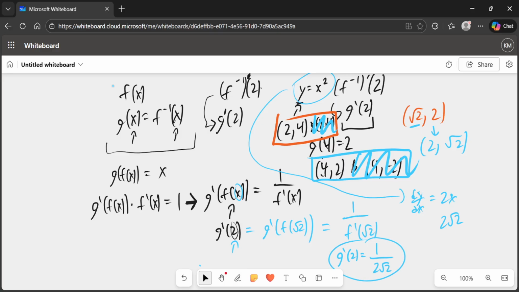And g prime of 2 also equals the derivative of the inverse of f at 2. g prime of x is equal to the derivative of the inverse at x, because g of x equals f inverse of x.